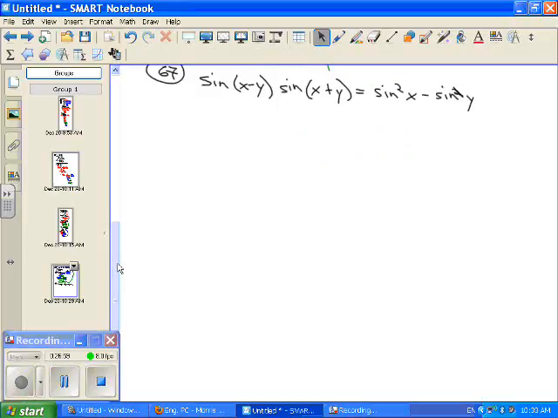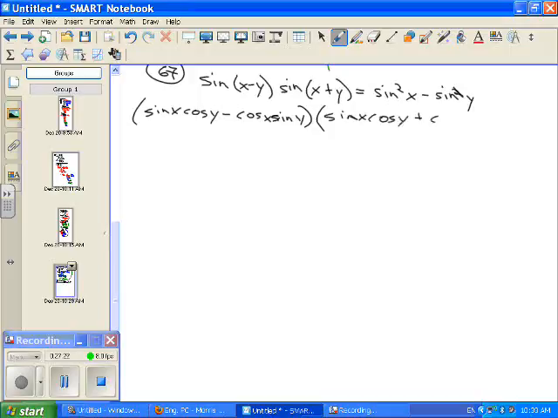I've got 2 of my new formulas to write down this time. So I have the sine of 2 angles being subtracted, so that's going to be sine x cosine y minus cosine x sine y. And I need to multiply that by sine of 2 angles being added: sine x cosine y plus cosine x sine y.